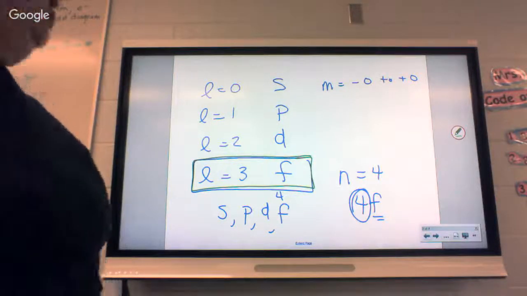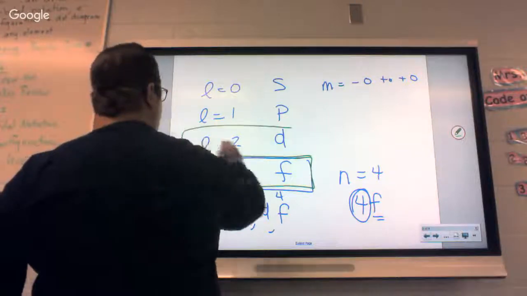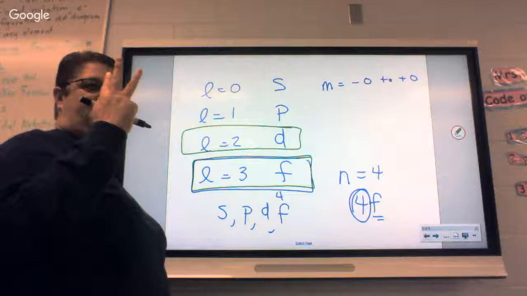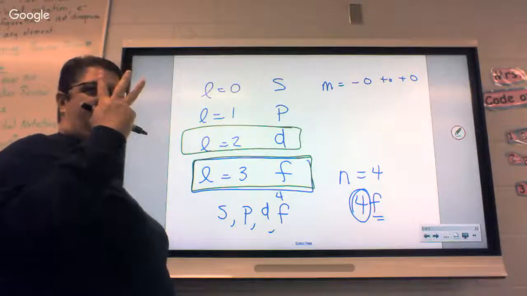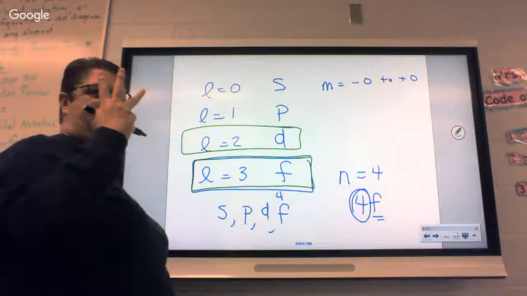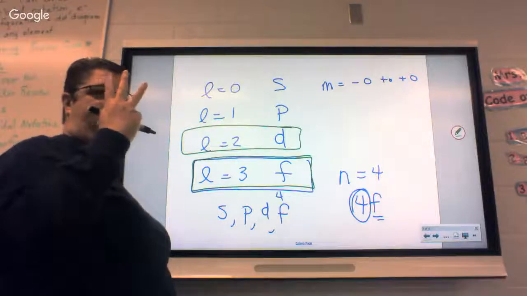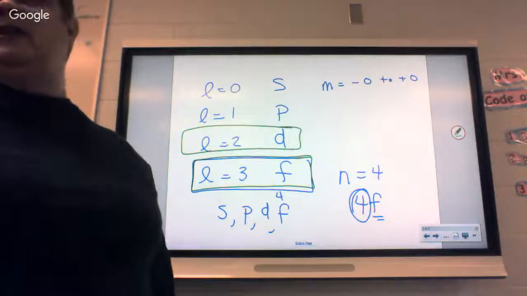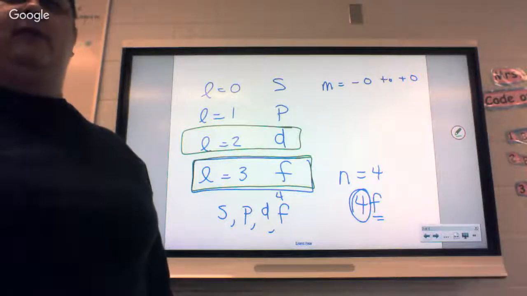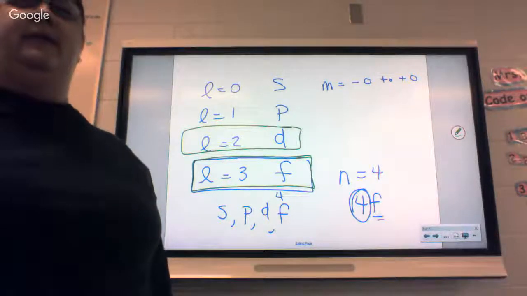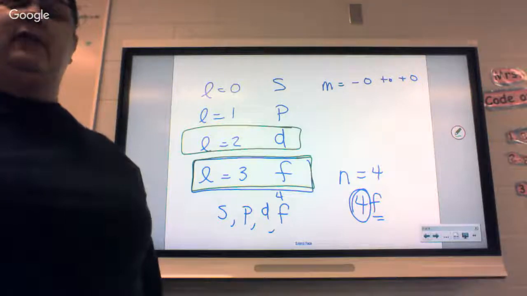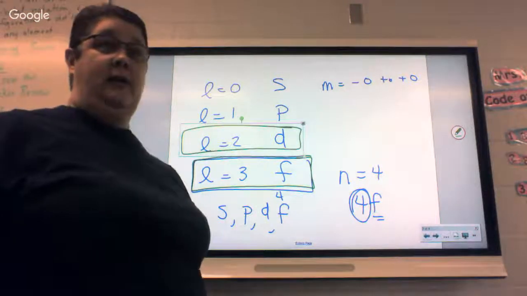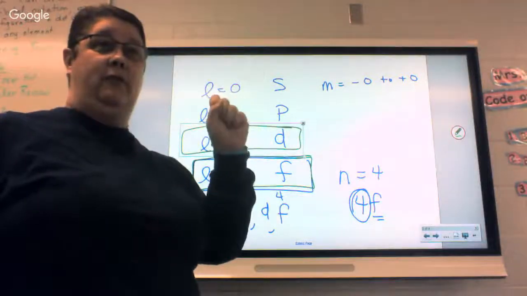If L equals 2, you got a D sublevel. L equals 2, SPD. What's N got to be to have an SPD? SPD. Yep. In order to have a D sublevel, L equals 2 is a D sublevel. Okay? It has to be what energy level?